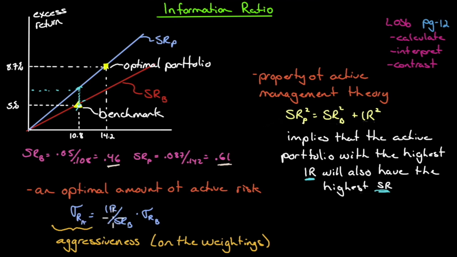And it equals the information ratio divided by the Sharpe ratio of the benchmark, multiplied by the volatility of the benchmark. And this optimal amount of active risk will give us a level of risk which we would refer to as a level of aggressiveness that we can take on the weightings. Everything looks better with numbers. Let's do that.